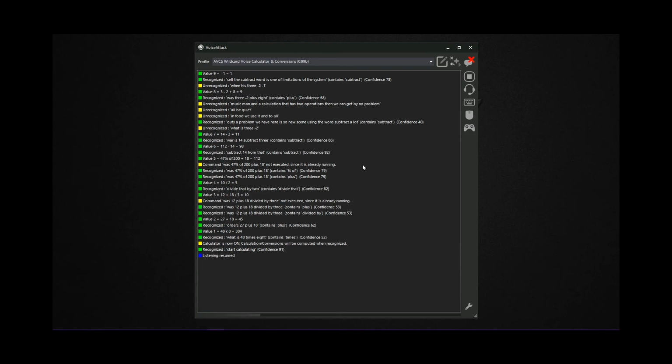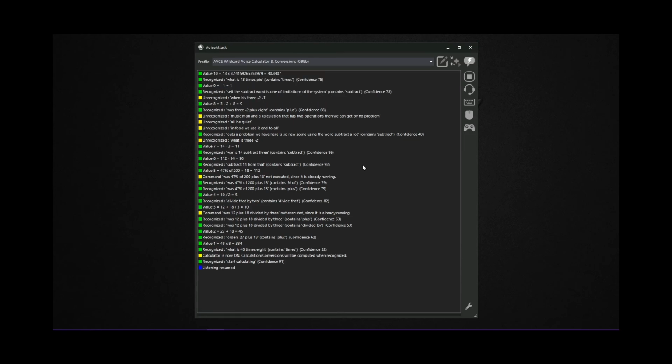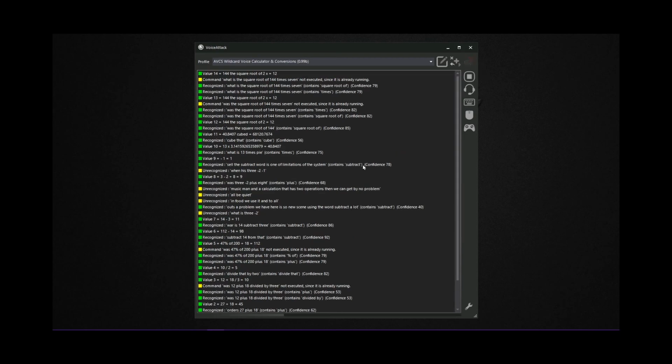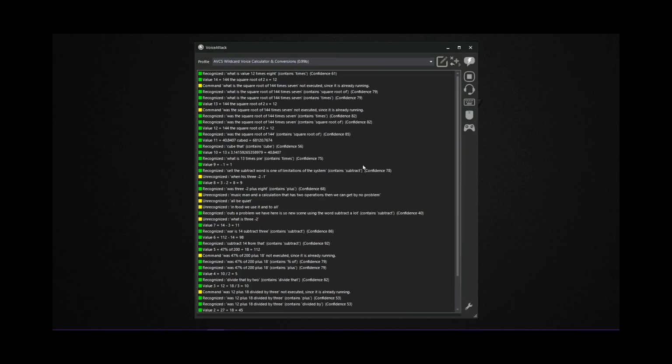What is 13 times pi? 40.8407. Cube that. 68,120.7674. What's the square root of 144? 12. What is value 12 times 8?